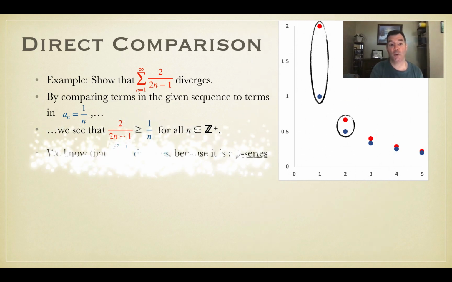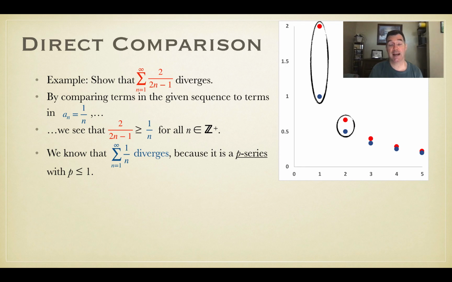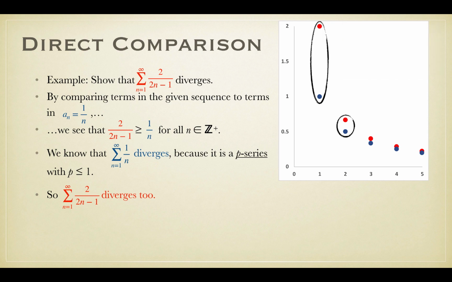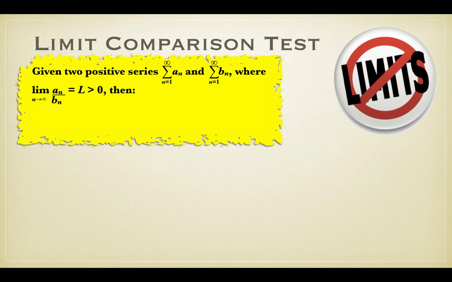And I also know that 1 over n diverges. As we discussed in the last video, 1 over n is a p-series and the p-value is equal to 1, which makes it divergent. And since the red series is always above that divergent series, then the red series is divergent as well. So that's direct comparison. The second kind of test that we can use is very, very similar.